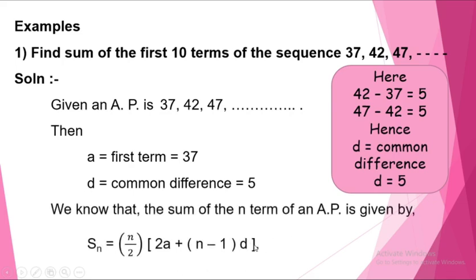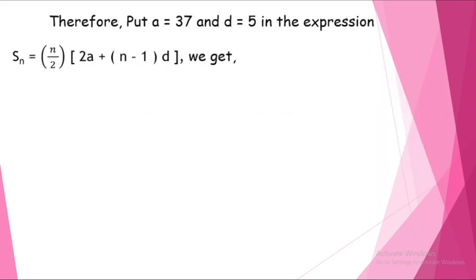We know that the sum of first n terms of an AP is given by Sn is equal to n by 2 into bracket twice A plus n minus 1 into D. Now, put A is equal to 37 and D is equal to 5 in the expression. We substitute the values, and here we have to find the sum of first 10 terms, hence we take n is equal to 10.